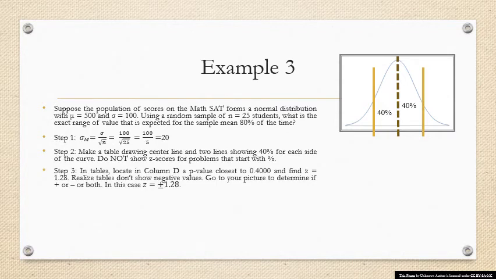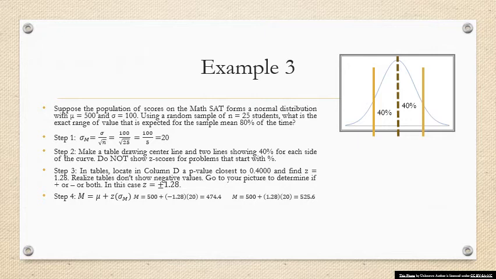So you're going to locate in column D a p-value closest to 0.4000, and you're going to find that z equals 1.28. Remember, the tables don't tell you if your z-score is positive or negative. Only your picture will do that. So in this case, looking at our picture, we're going to determine that z is going to be positive and negative 1.28.